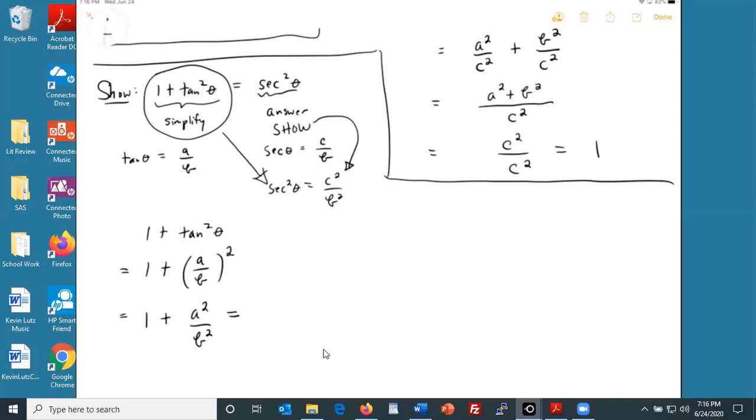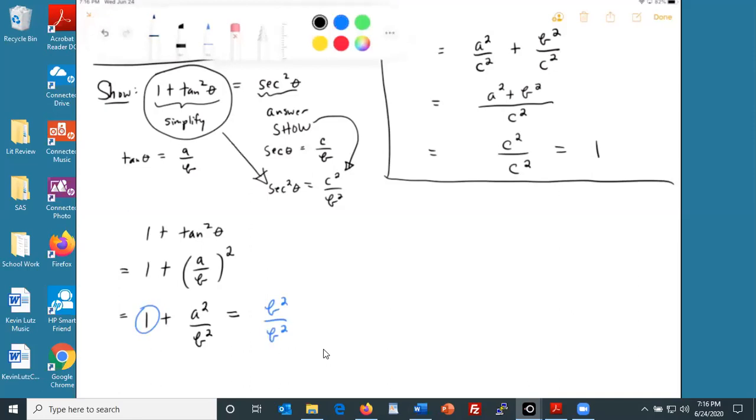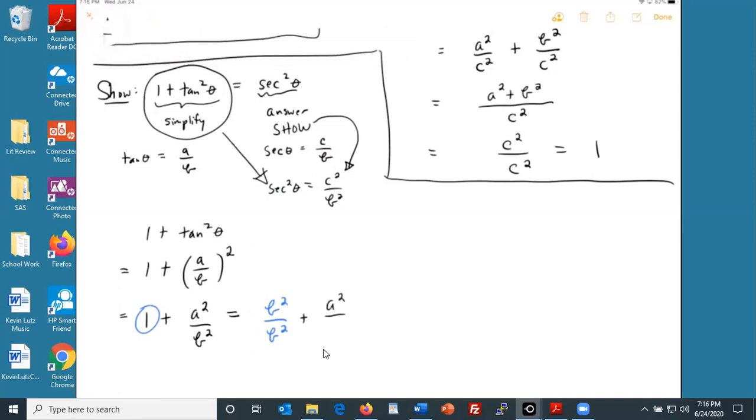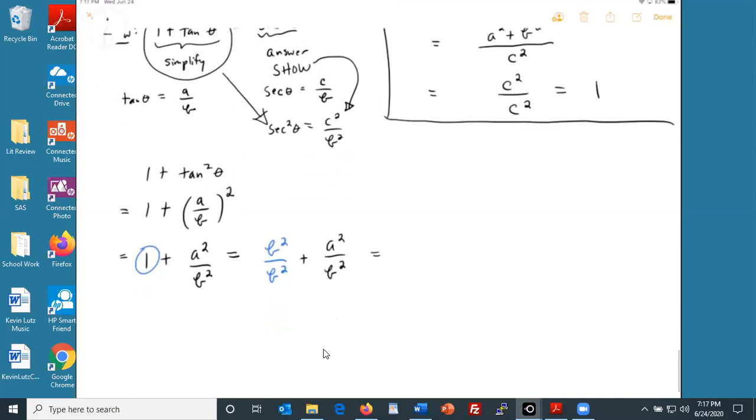I'm going to work my way across the screen here. Now what we're going to do is transform the 1 into B squared over B squared. And I'm doing that so I can add it to A squared over B squared, because when you add fractions, you need a common denominator. So B squared over B squared is 1, and I purposely used B squared so I get a common denominator. So now I add the tops. I can write it as B squared plus A squared, or A squared plus B squared over B squared.